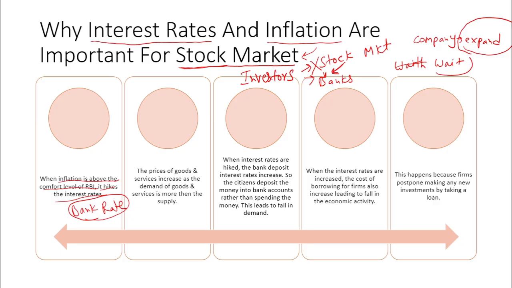So overall, when we talk about interest rate, a high interest rate can lead to slowdown in the economy. And whenever the economy will slow down, there will be a negative impact on the stock market. The level of stock market will fall and investors who have invested their money in the stock market will lose their money.